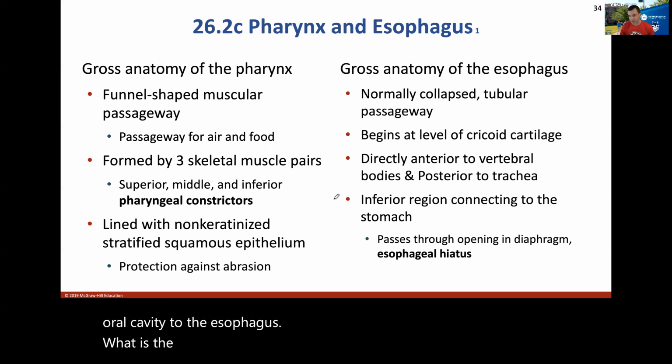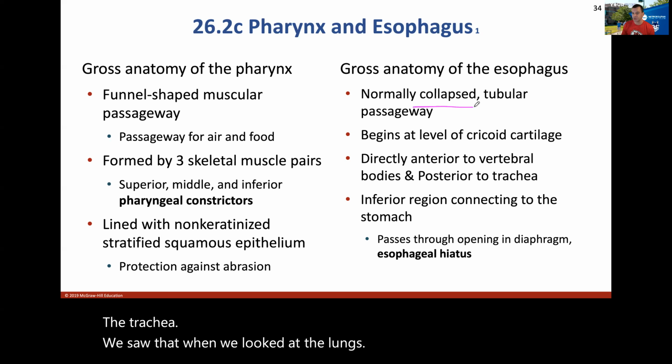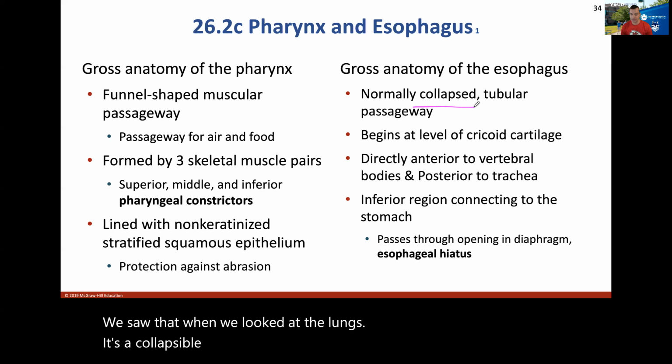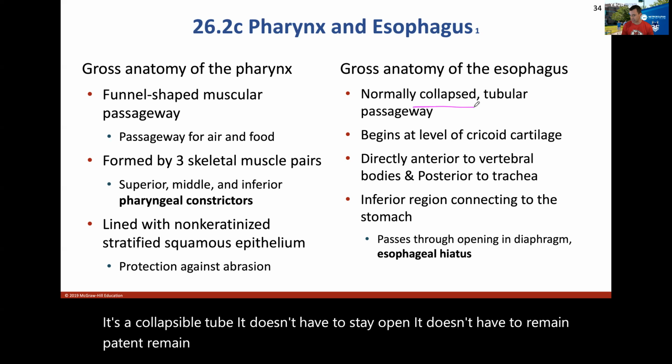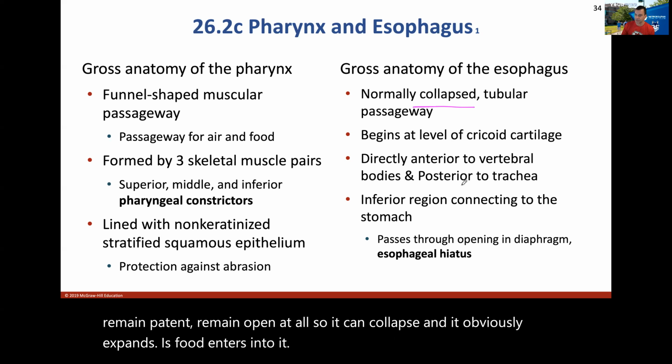It's found right behind the trachea. We saw that when we looked at the lungs. It's a collapsible tube. Okay? It doesn't have to stay open. It doesn't have to remain open at all. So it can collapse, and it obviously expands as food enters into it. There it is, posterior to the trachea.